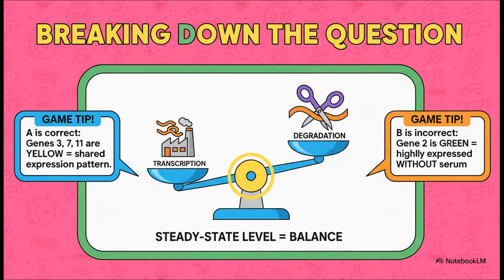You have to remember, microarrays measure the steady-state level of RNA. That's a balance between how much is made, transcription, and how much is destroyed, degradation. Don't fall into the trap of only thinking about transcription.